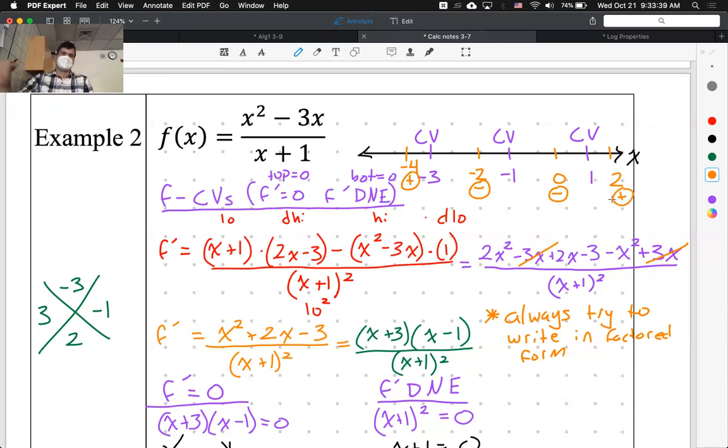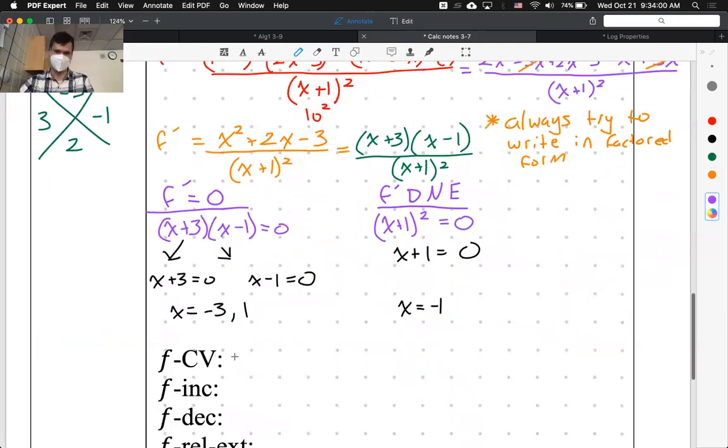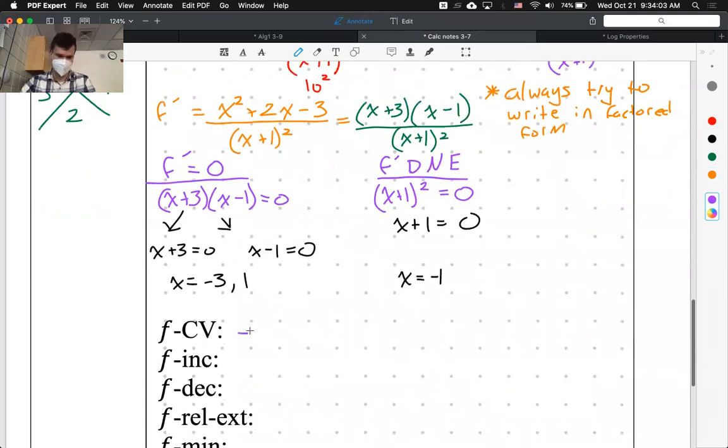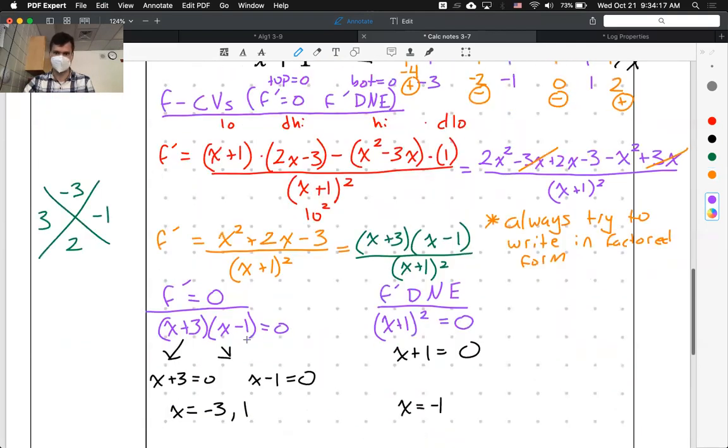Okay. Fiona, go through these. Is F increasing or F decreasing for each of these intervals? There we are. And we should start labeling, actually answering these questions. So for the CVs, we had 3 CVs. We had x is equal to negative 3, negative 1, and 1. All right, you guys all worked on increasing, decreasing together. So let's give it to Andrea first. Just do F increasing. Where's F increasing?